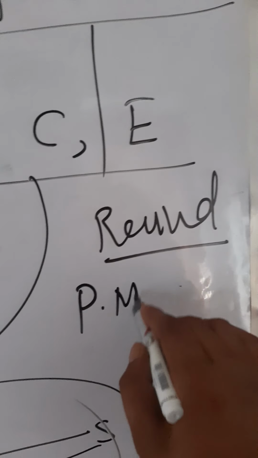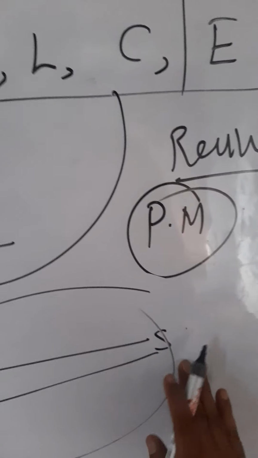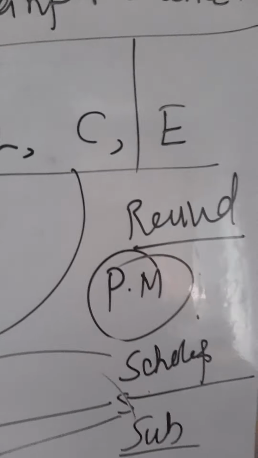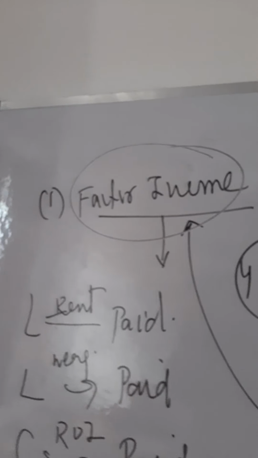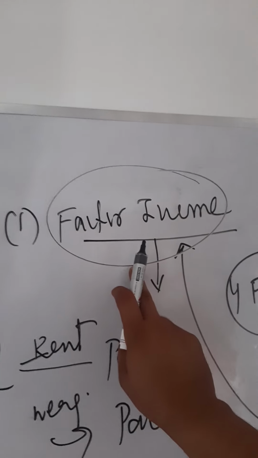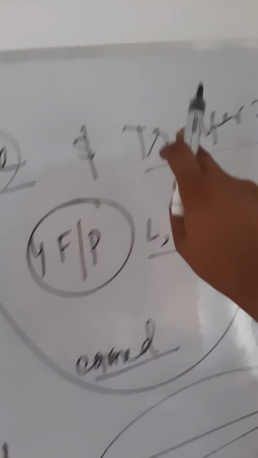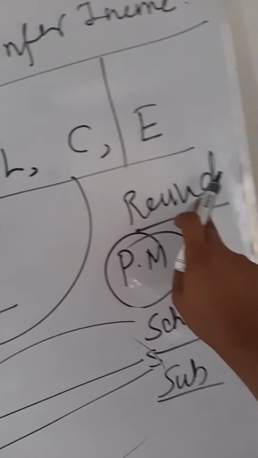Like, our father gave us pocket money, it's transfer income. Government provides a scholarship, it's a transfer income. So subsidies are also transfer income. Simple thing is that the main difference between factor and transfer income is that factor income can be defined as that income which is being earned after providing factor service, while transfer income is defined as the income which is being received without providing any factor service.